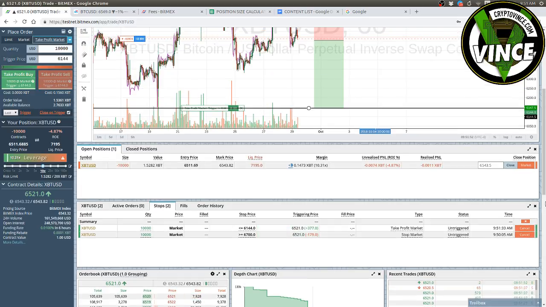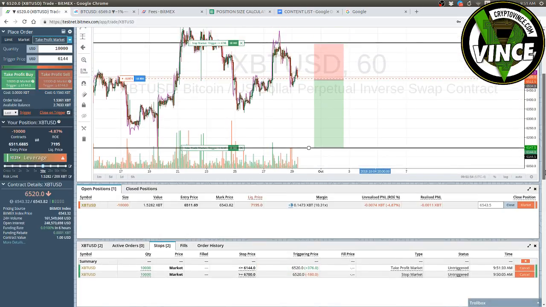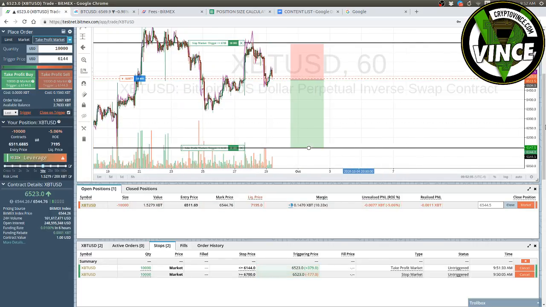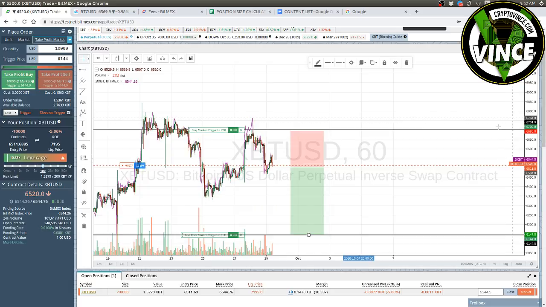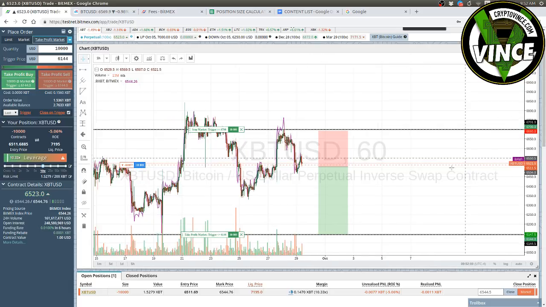Of course, with the long position, the opposite will happen, right? You take a long, and your stop loss will be below, and will sell your contracts, and take profit, of course, will sell if you're in a long position. I think that's pretty clear.